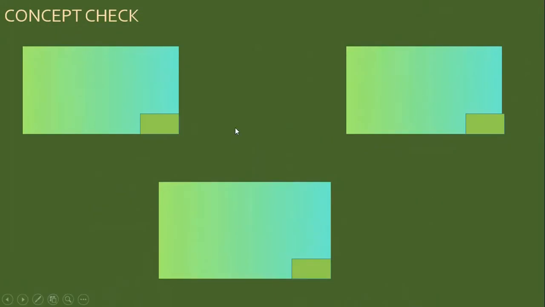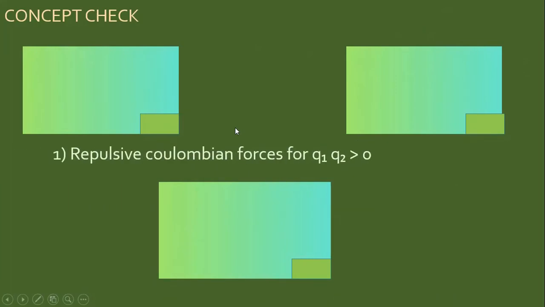Next we have the concept check. Now let us see. A general question that can be asked in the exam: the repulsive Coulombian force, that is, for it Q1 Q2 is always greater than 0. How can we represent this repulsive Coulombian force? If we have two like charges, that is two negative charges, this one is a negative charge and this one is also a negative charge, so this is the direction where the repulsive forces will be present.